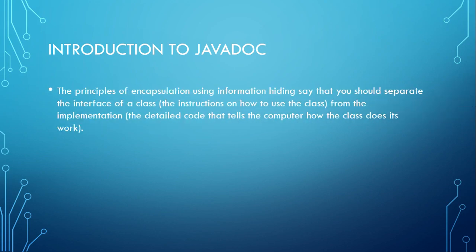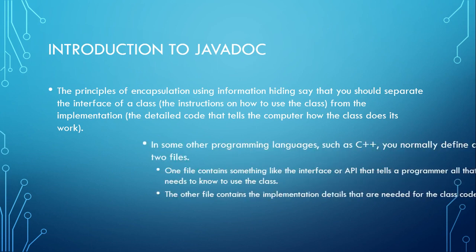The principles of encapsulation using information hiding say that you should separate the interface of a class, which is instruction on how to use it, from the implementation, which is the detailed code to tell the computer how the class does work. In other words, you put your instructions of how to use your program separate from the actual code that runs your program.